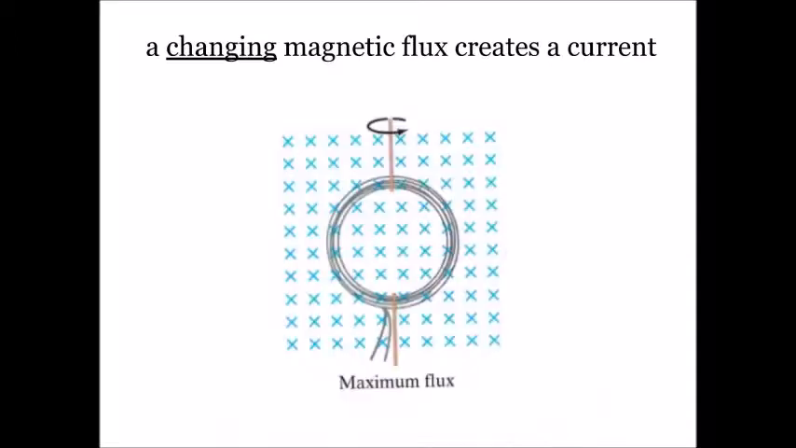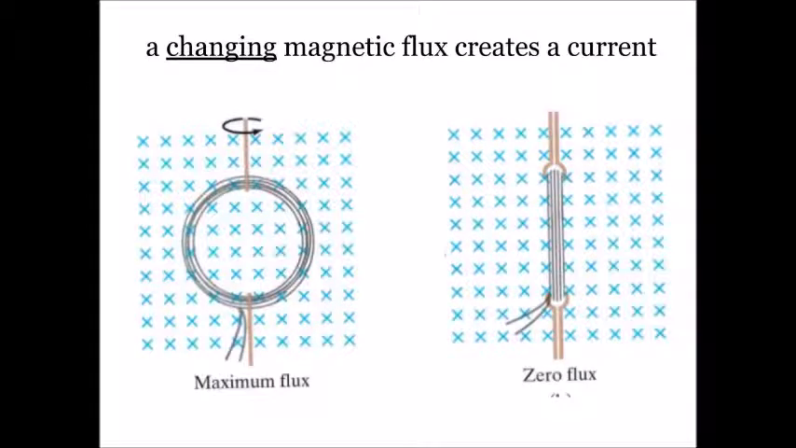Let's look at it this way. A loop of wire in a magnetic field. And how can we change the number of magnetic field lines that are going through that loop of wire? Rotate it. Rotate it quickly and you'll have a bunch of field lines cut. You'll have a changing magnetic flux, a changing number of field lines through that loop of wire, and you will induce a current. A changing magnetic flux creates a current. That's one way. That's a good way to have a changing magnetic flux.